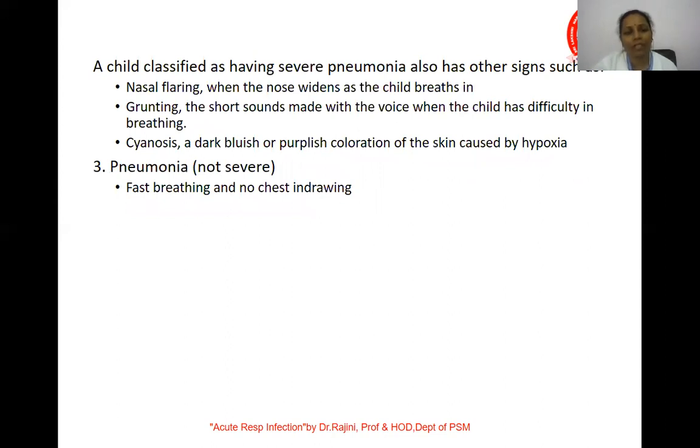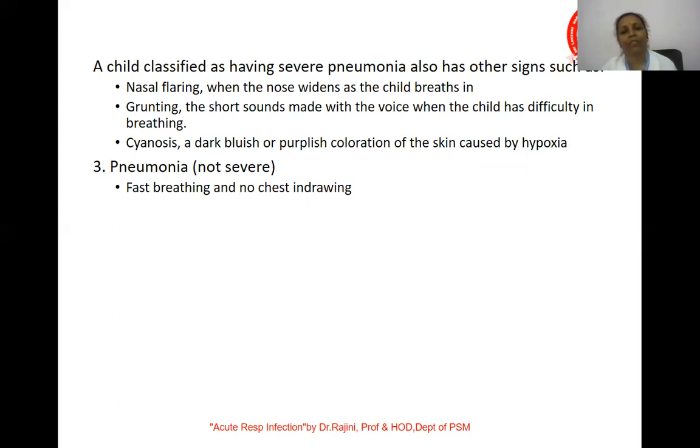A child classified as having pneumonia can have other signs such as nasal flaring, where the nose widens as the child breathes in. Grunting, the short sounds made with the voice when the child has difficult breathing. Cyanosis, a dark bluish or purplish coloration of the skin caused by hypoxia. So these are the other signs and symptoms which can be noted if the child has pneumonia: nasal flaring, grunting, cyanosis.